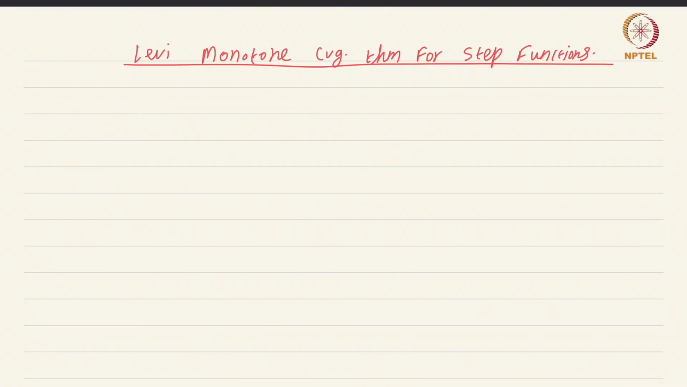Last week we did the hard work of setting up the theory of the Lebesgue integral. This week we reap the rewards. We shall prove various convergence theorems that make the Lebesgue integral far more suited for analysis compared to the Riemann integral. The first theorem that we are going to establish is Levi's monotone convergence theorem.